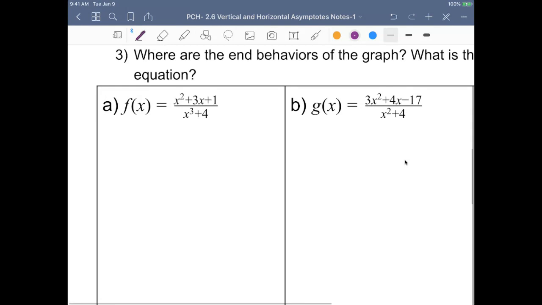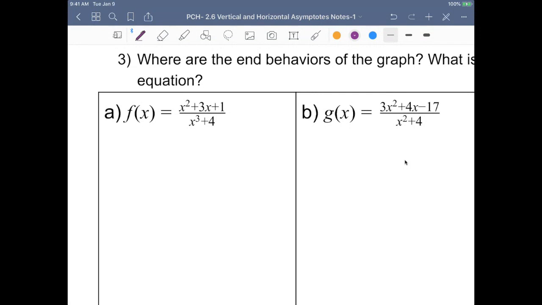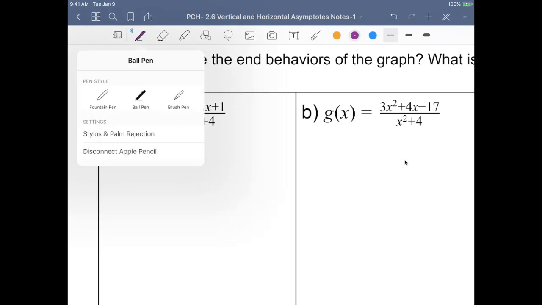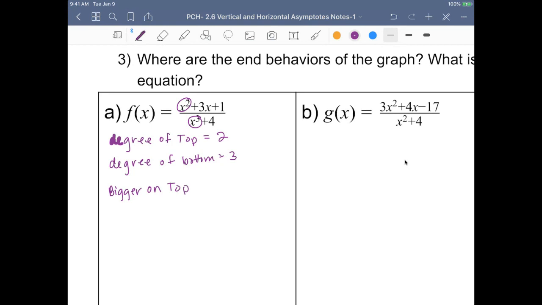Right? So for horizontal asymptotes, what we do is we just look at the degree of the top equation and the degree of the bottom equation. So for this first one, the degree of the top is equal to 2, and the degree of the bottom is equal to 3. So we are bigger on the bottom.